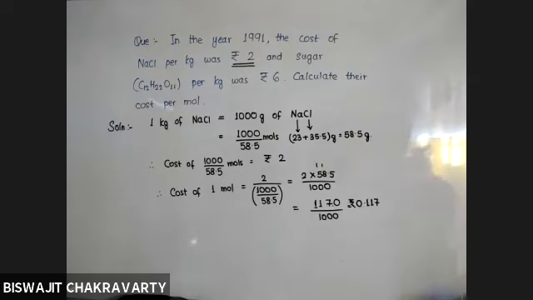342, because the molar mass of sugar is 342. How do you get 342? 12 into 12 plus 22 into 1 plus 11 into 16. So that will come out to be 342. The cost of 1000 by 342 moles is rupees 6. So the cost of 1 mole will be 6 divided by 1000 by 342, isn't it? Yes, sir. So that will come out to be 6 into 342 divided by 1000.